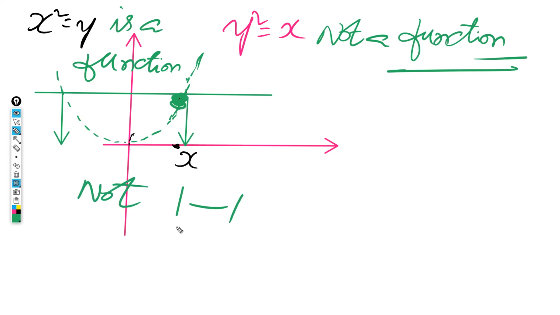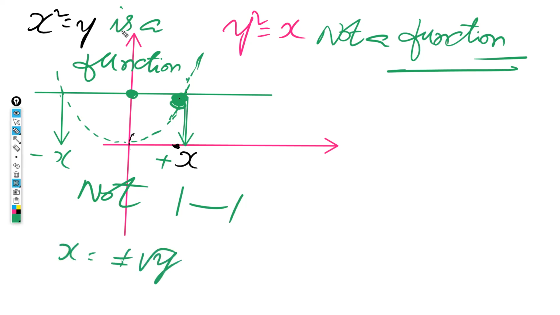Why not one-one? One-one means, in the name itself, we have the meaning of it. One element will have only one image, which is of course the definition of the function. What I mean to say is, one-one means every element in the domain must have different images. But here, for this value of y, there are two x values: plus x and minus x. This is x is equal to plus or minus root y.